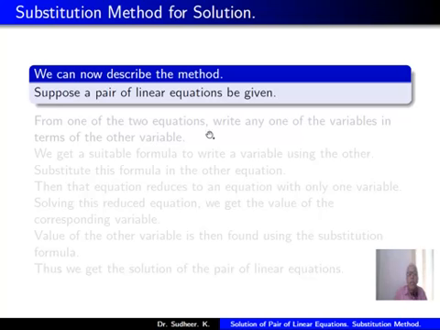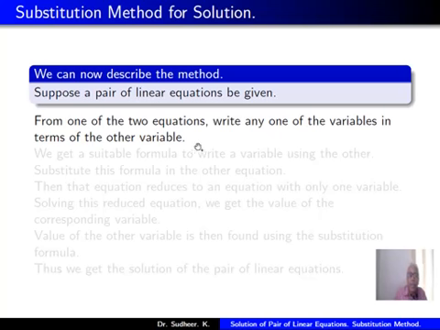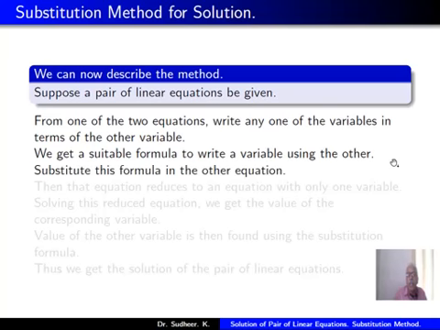Suppose a pair of linear equations is given. From one of these two equations, write any one of the variables in terms of the other. So recall, in the previous problem, we wrote x in terms of y. So any one of the variables in terms of the other variable means you are writing x in terms of the variable y. So we get a suitable formula to write a variable using the other. You call it the substitution formula.